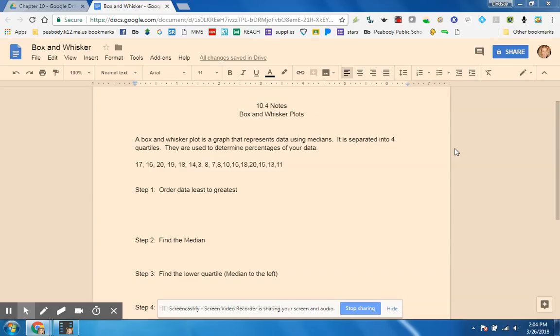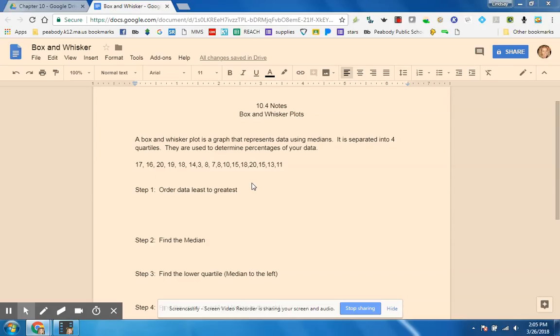So basically, we're going to find a median and then the median of medians, which are called quartiles. This is separated into 4 quartiles. I'll show you exactly what that means. These types of graphs, these box and whisker plots, are used to determine percentages of your data, and they're actually very easy to read.